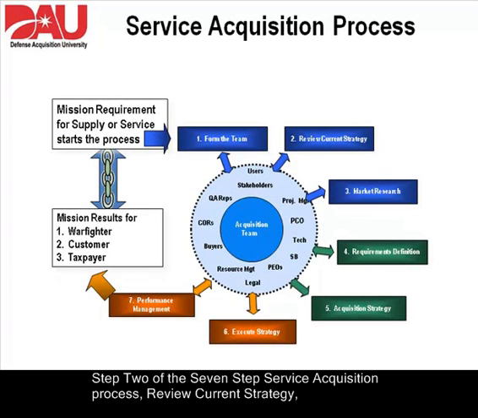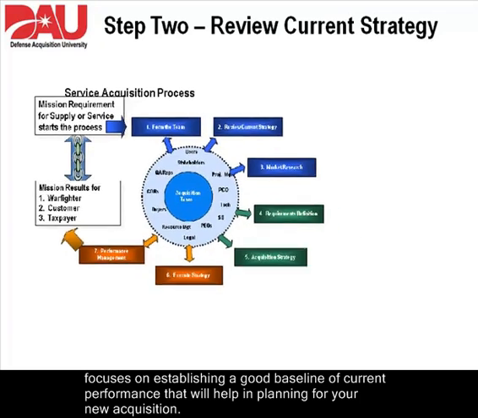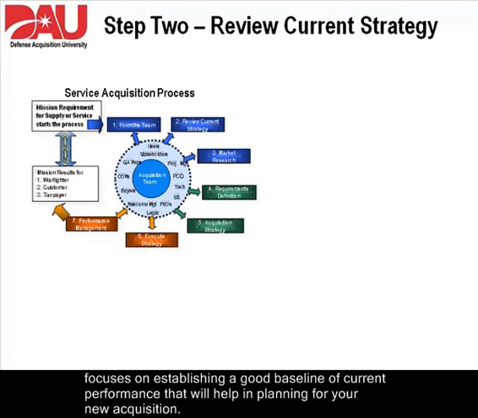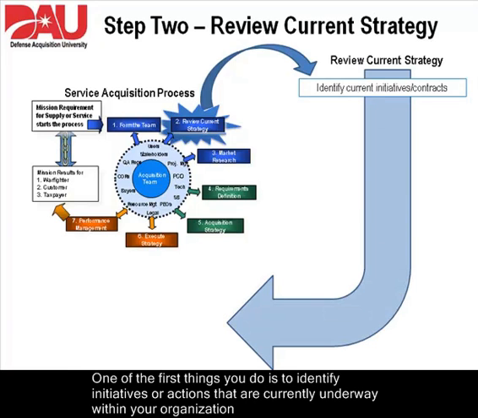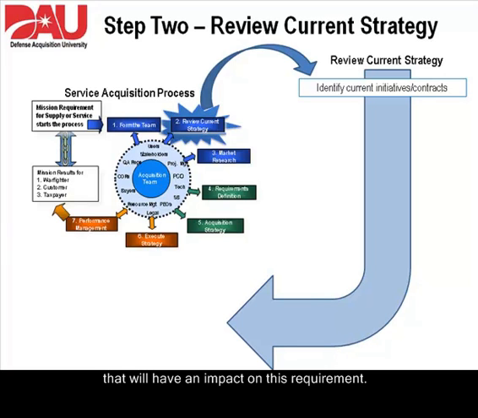Step 2 of the 7-step service acquisition process, review the current strategy, focuses on establishing a good baseline of current performance that will help in planning for your new acquisition. One of the first things you do is to identify initiatives or actions that are currently underway within your organization that will have impact on this requirement.